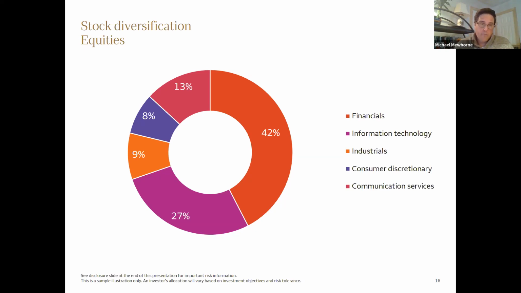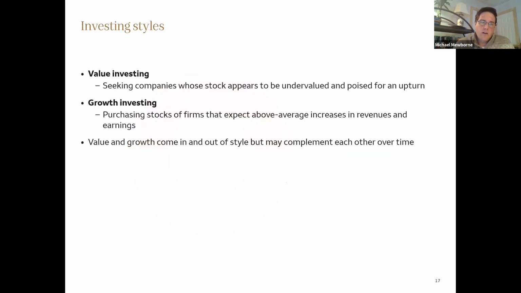Now I'm going to talk really briefly about investment styles. For stock purposes, you can have what's known as a value investing bent or a growth investing bent. They tend to complement each other over time. I think that it's valuable to consider having both of those represented in your portfolio.